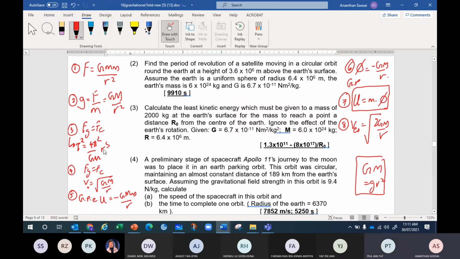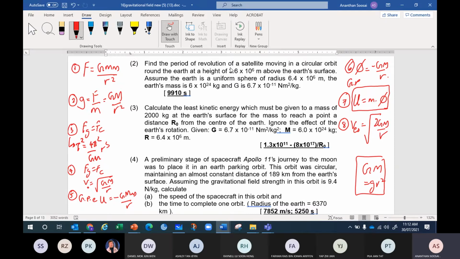What is R? The radius plus the height. Very good. The radius plus the height. Be careful. So the third equation is to be used, the mass is the mass of the planet, and R is both added up. They try to trick you with the R, as I said. Sometimes they give from the center to the satellite. Sometimes they give just the height. If they give the height, you must add the radius.